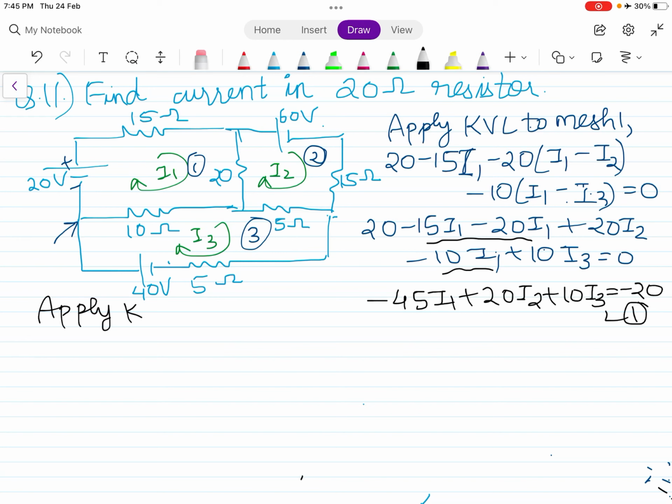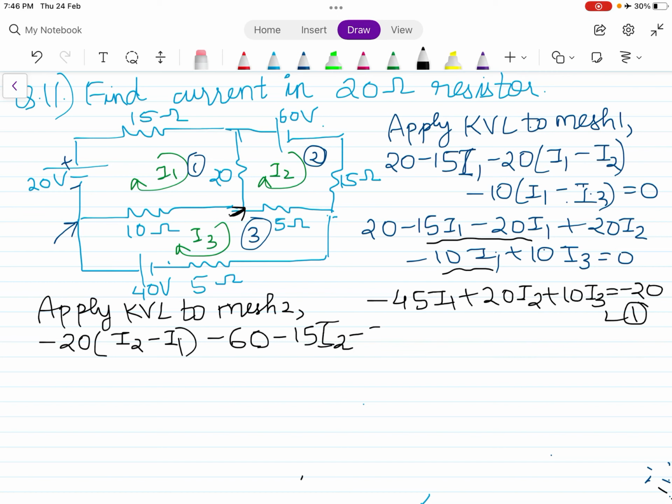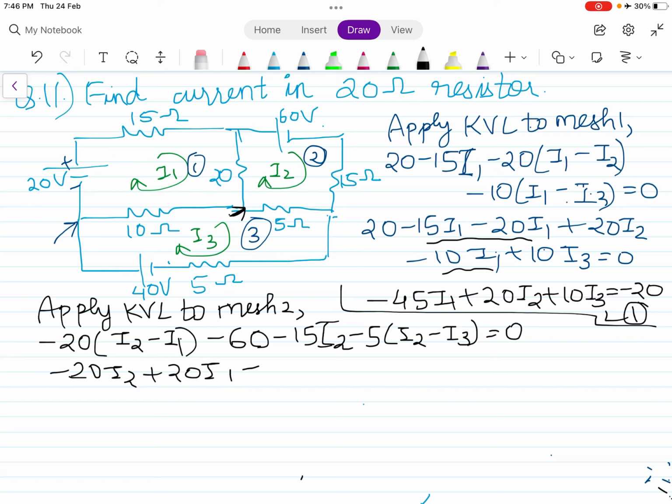Apply KVL to mesh 2. When I apply KVL to mesh 2, starting from this end, minus 20 (I2 minus I1) minus 60 minus 15 I2 minus 5 (I2 minus I3) equal to 0. Minus 20 I2 plus 20 I1 minus 60 minus 15 I2 minus 5 I2 plus 5 I3 equal to 0.